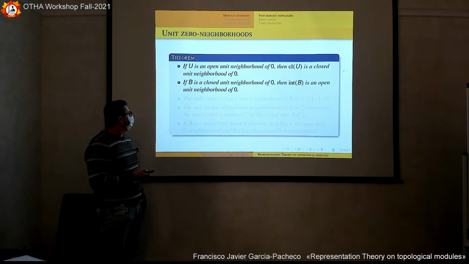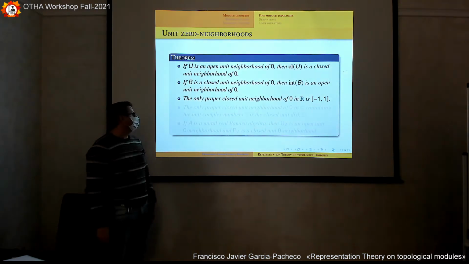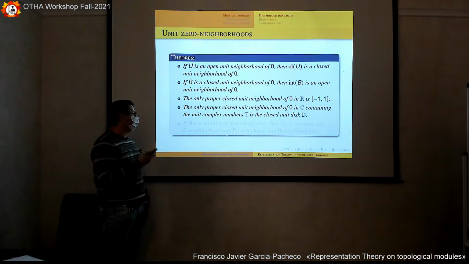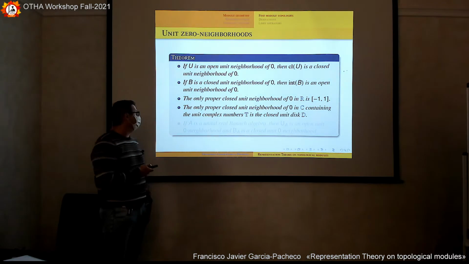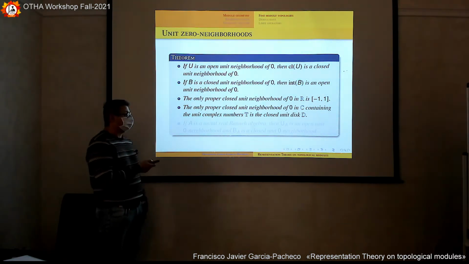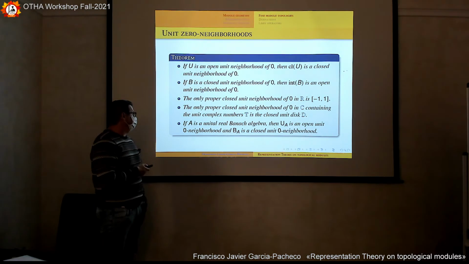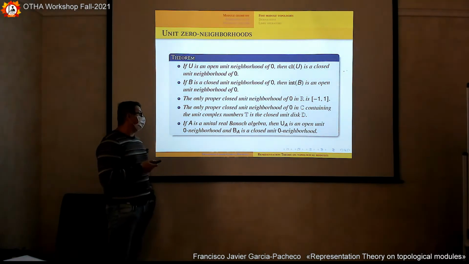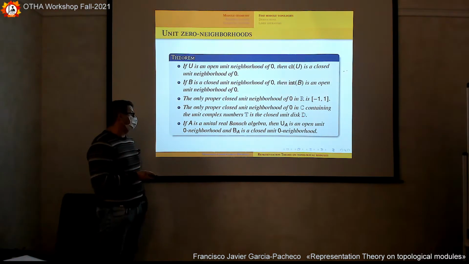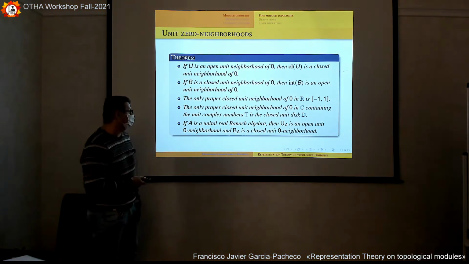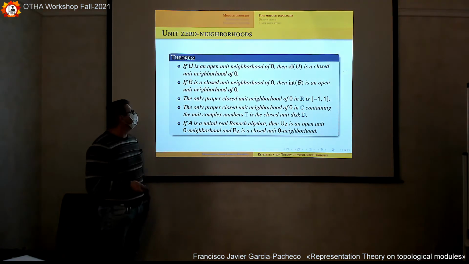The only proper closed unit neighborhood of zero in the reals is just the interval [-1, 1], and in the complex case it's a little bit different. The only proper closed unit neighborhood of zero in C, containing the unit complex numbers T, is the closed unit disk. And more generally, if A is a unital real Banach algebra, then the unit ball is an open unit zero neighborhood, and the closed unit ball is a closed unit zero neighborhood, which makes these definitions consistent.